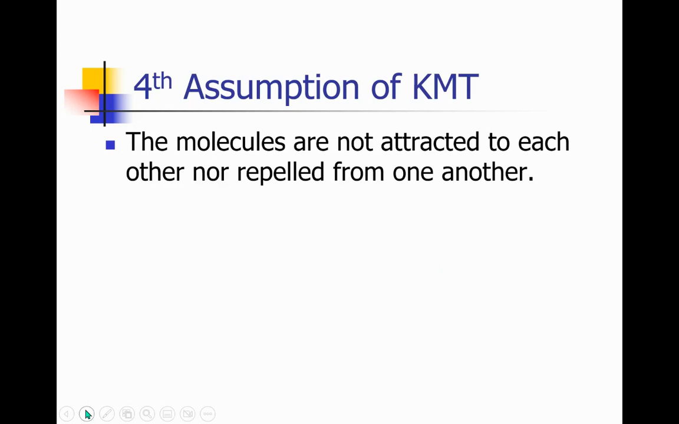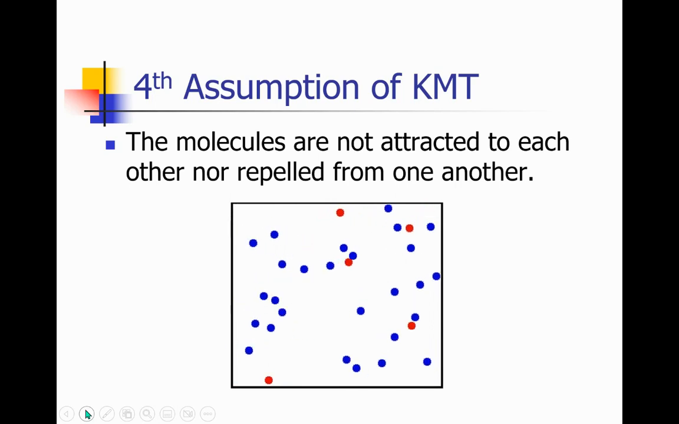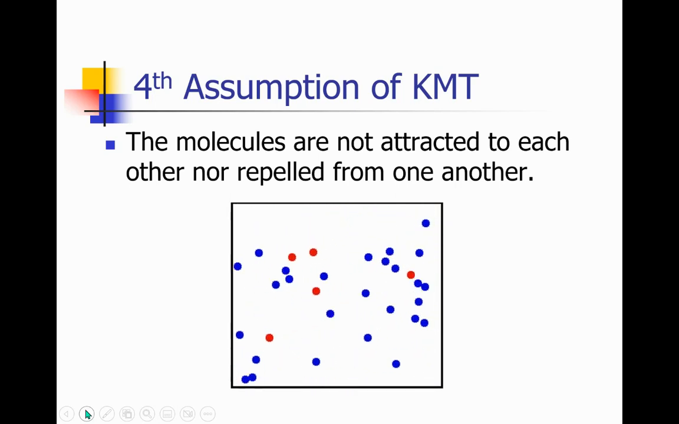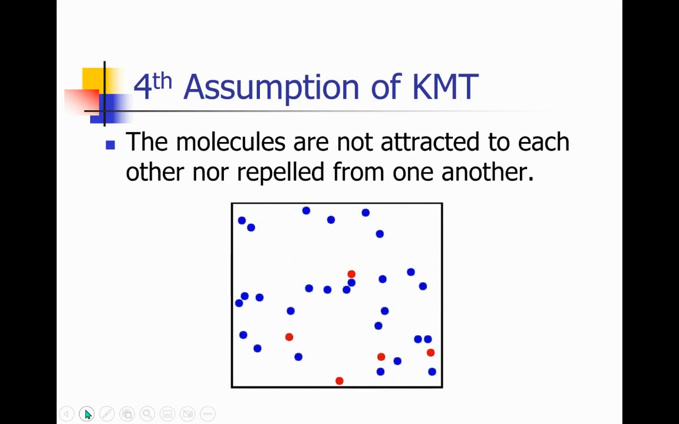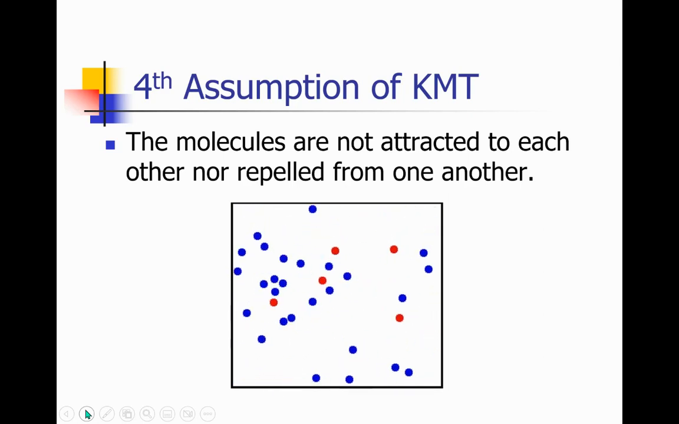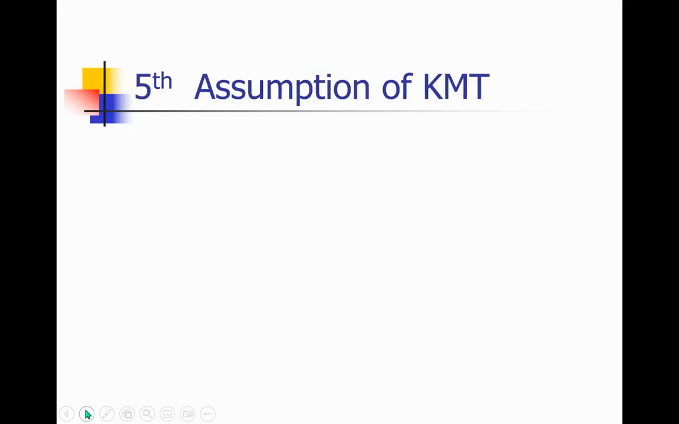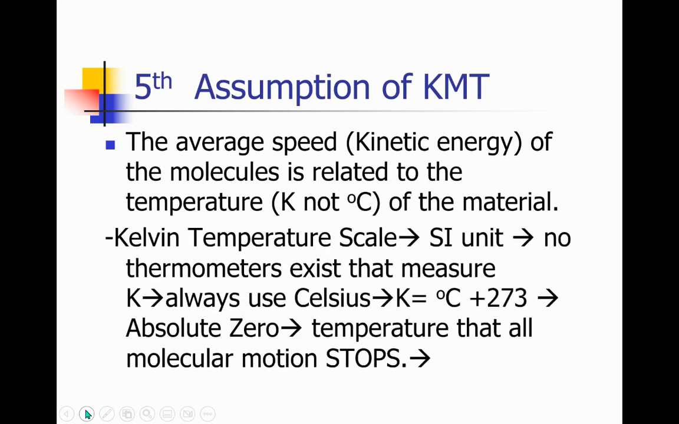The fourth assumption of KMT is that the molecules are not attracted nor repelled from each other. So we learned about polar molecules versus nonpolar molecules, and that polar molecules are attracted to each other more than nonpolar molecules. But in kinetic molecular theory, for our simplification purposes, we're going to ignore the repulsion or attraction between molecules. And the last one, which is the most important to us, is that the average kinetic energy or speed of molecules is related to the temperature, Kelvin, not Celsius. And we'll find out why in a minute.